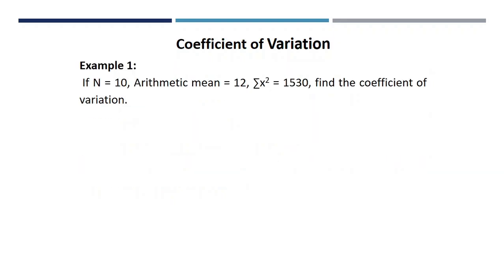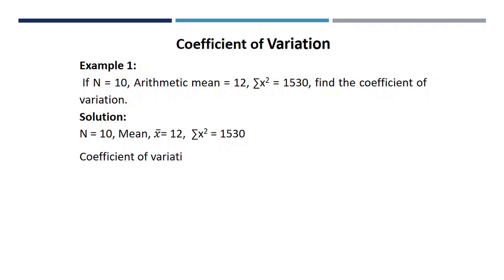Let us see an example. If n is equal to 10, where n means the number of elements in the distribution, and the distribution's arithmetic mean is 12, and sigma x square, the sum of the squares of the observations, is 1530, find the coefficient of variation. So for the coefficient of variation, we are given n equal to 10, arithmetic mean x bar equal to 12, and sigma x square equal to 1530.